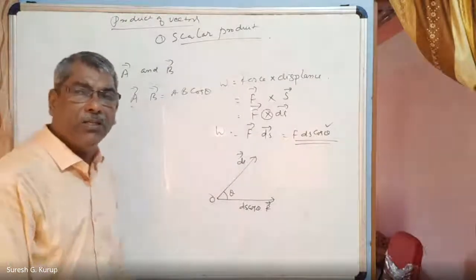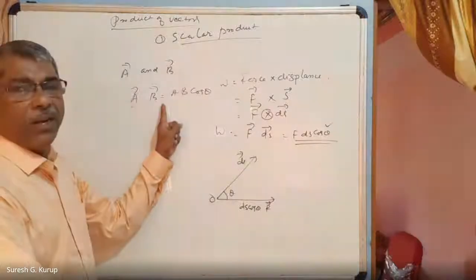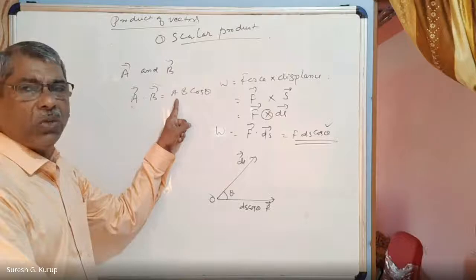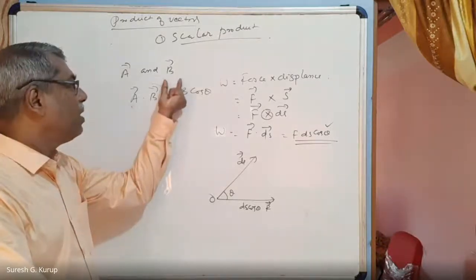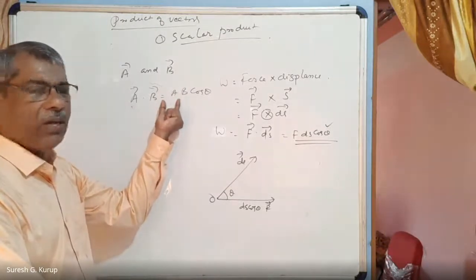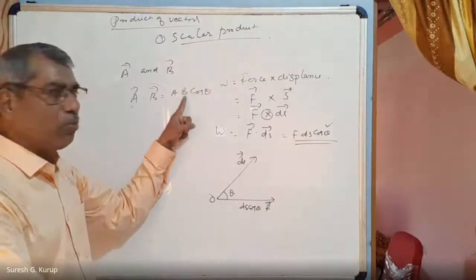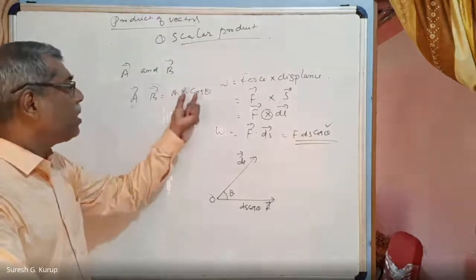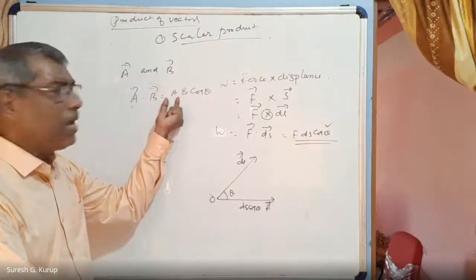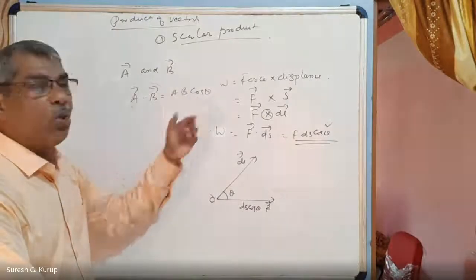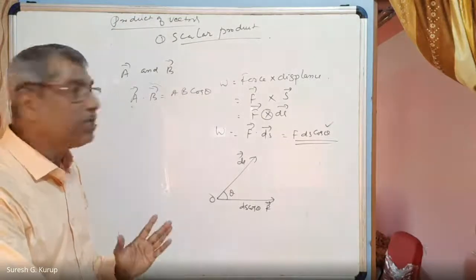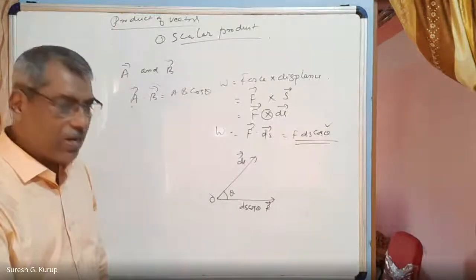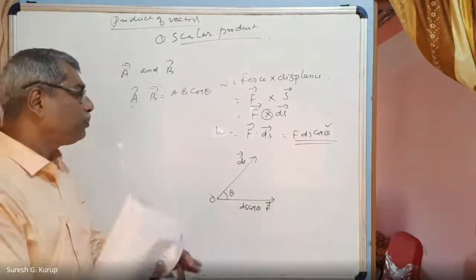AB cos theta means, A dot B, the scalar product of these two vectors A and B, is equal to the magnitude of the first vector, modulus of vector A, or simply A, into the modulus of vector B, or simply B, into the cosine of the angle between the two vectors. This is what is called the scalar product of the two vectors. Right? So this is a very simple thing.